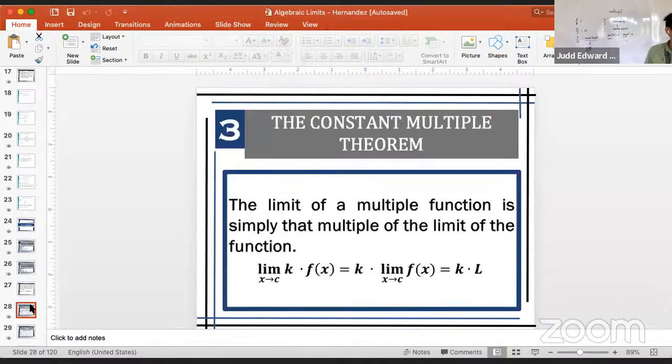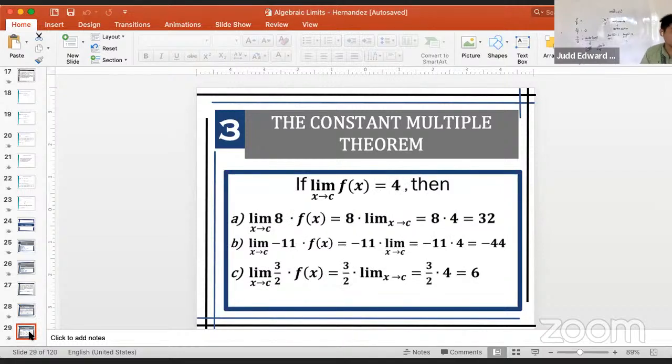Okay, example. The limit of a multiple function. Pag sinabi natin the limit of a multiple function, tulad lang ng sinolve natin kanina. Pag sinabi natin multiple, we multiply it. Kanina sinubstitute natin, just like the limit of 3x as x approaches 5, wherein it is a multiple of 3. Therefore, we multiply it by 3. The approaching value will be multiplied by 3. Okay? So, these are the examples.